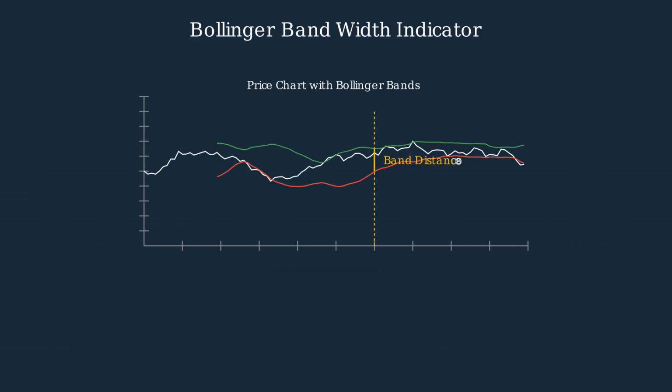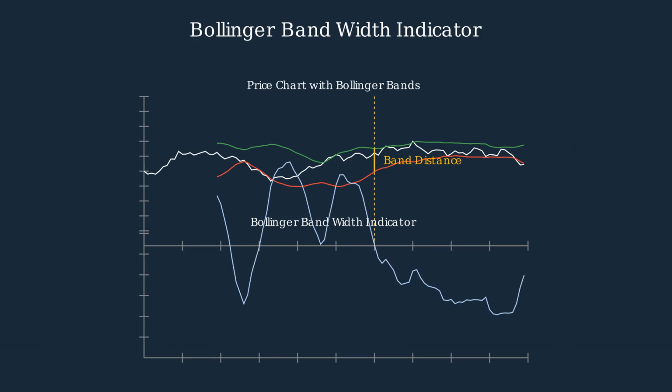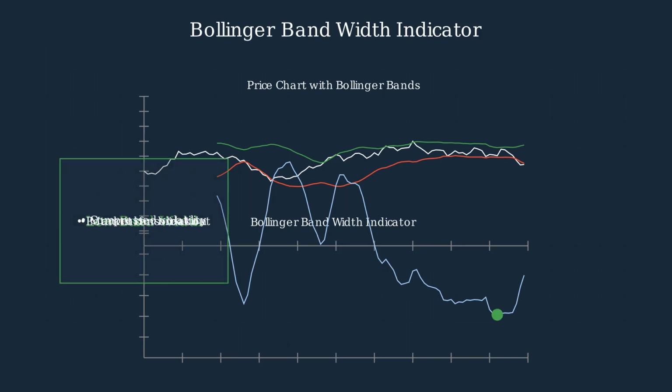The bandwidth indicator measures the distance between the upper and lower Bollinger Bands. This distance is then expressed as a percentage of the middle band value, creating the bandwidth indicator. Low readings on the bandwidth indicator suggest compressed volatility, which often precedes significant market moves.